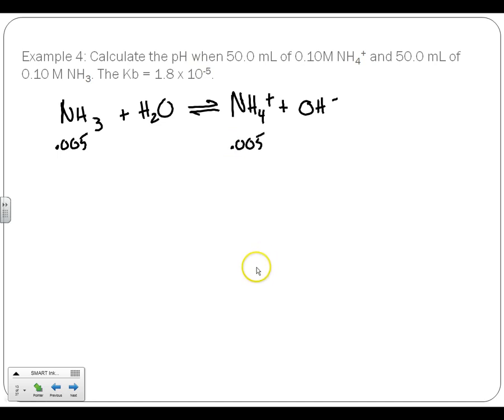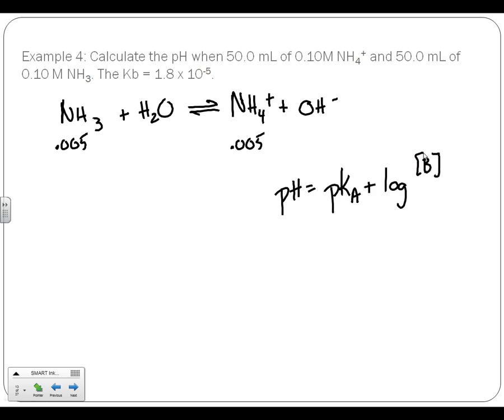Now, is this a buffer? Yes, because buffers have equal-ish proportions of the acid and its conjugate base, or the base and its conjugate acid. So I look for the partners. 0.005 NH3, 0.005 NH4+. This tells me I have a buffer, which means I can use the Henderson-Hasselbalch equation to figure out pH. However, the Henderson-Hasselbalch equation for pH says that I need the pKa. I do not have the pKa.